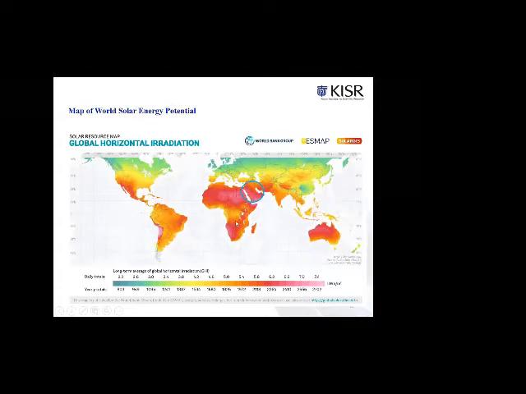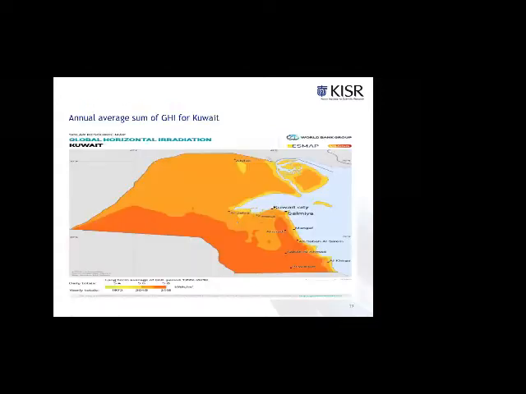And if we look at a different map for Kuwait only, you can see that we have two main areas of global horizontal irradiation. The north is a little bit smaller in number than the south of Kuwait, if we talk about the radiation in kilowatt hour per meter squared.